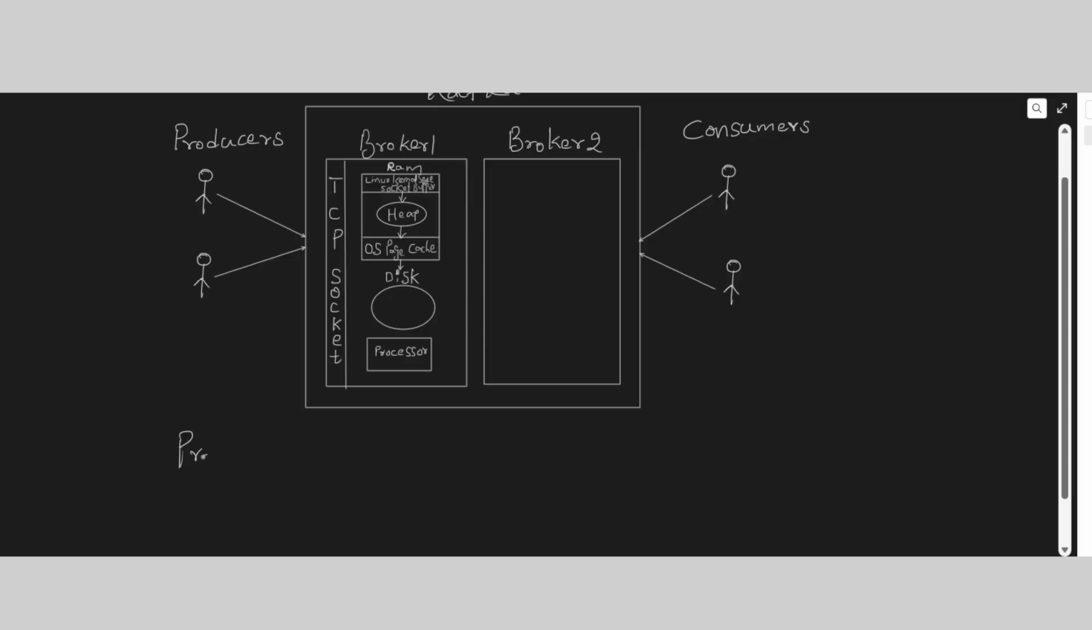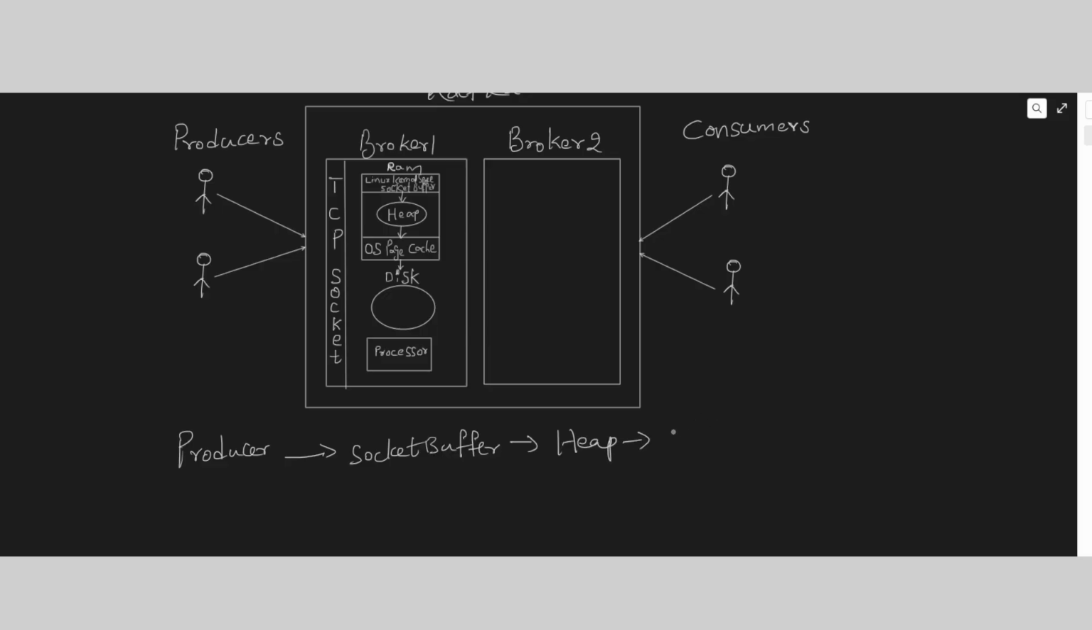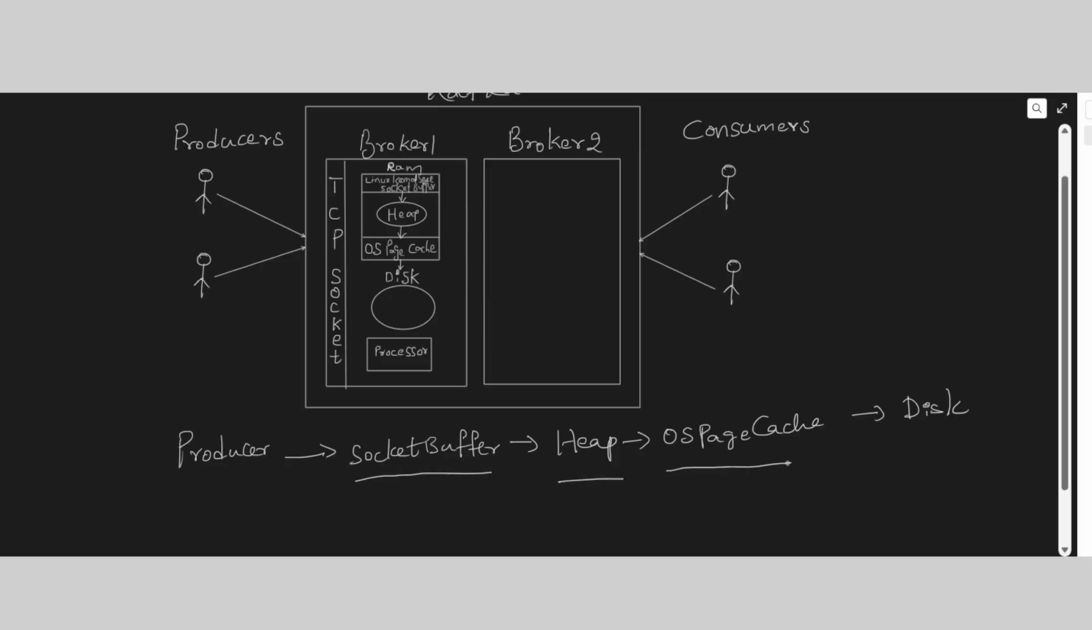First the producer will send a request, and the request will be received and written into the TCP socket buffer, which is inside RAM, and then this will be written into the JVM heap memory, again inside RAM, and then it will be moved to the OS page cache, and then it will be written to the disk. These three things, socket buffer, heap, and OS page cache, all belong to the RAM.